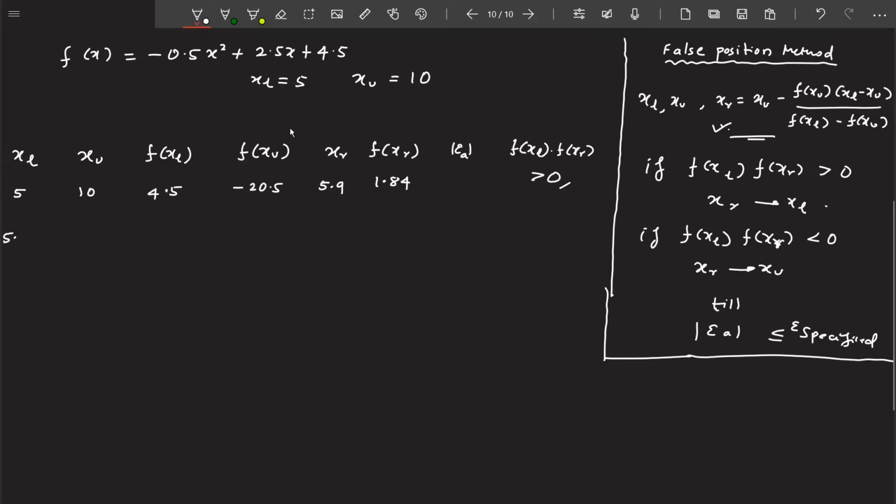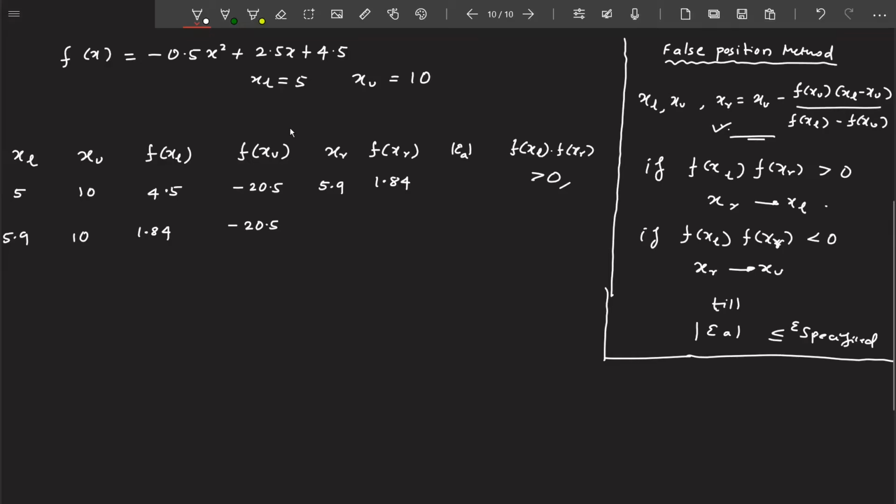This is going to be 5.9. This remains the same, just copy it down here. Again, what you have to do is find out fxl. Again substitute, but I don't think you need to substitute, because for 5.9 the value of fx will again be 1.84. You can just copy it from here. It is going to be 1.84. This is going to be the same.